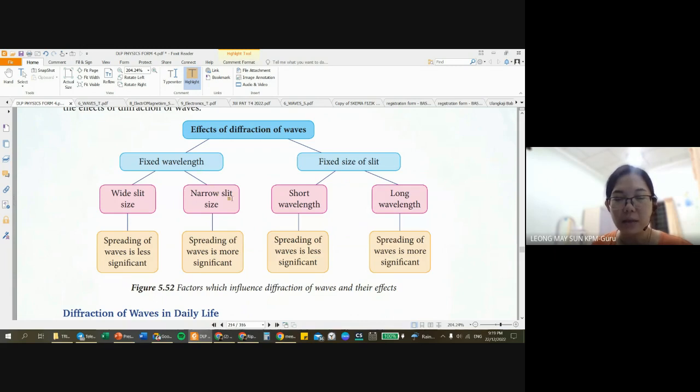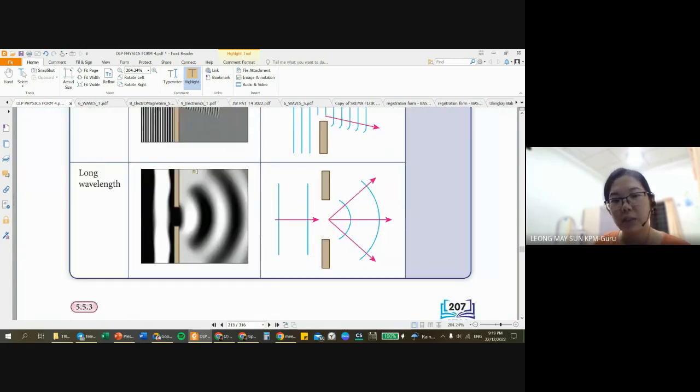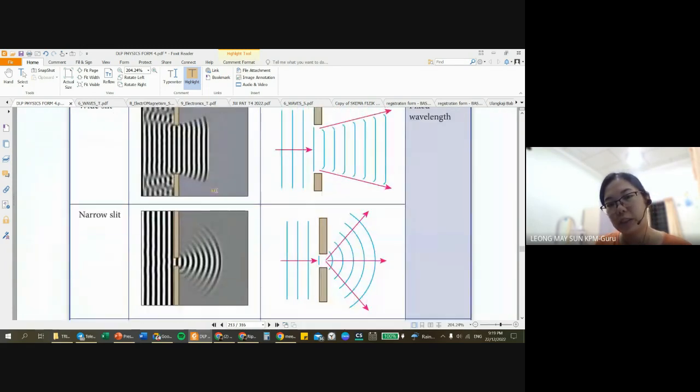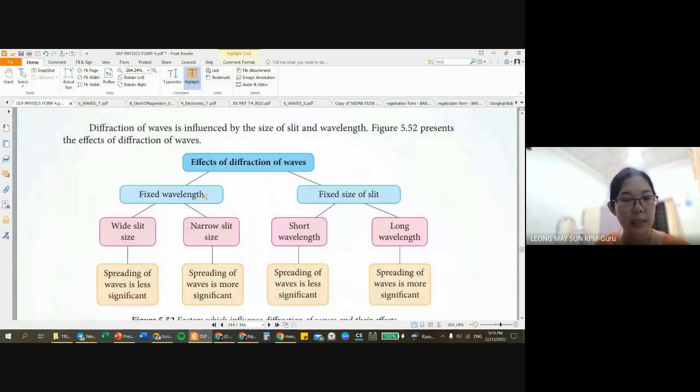If the size of the slit is narrow, then the spreading of wave is more significant. Okay, more obvious diffraction pattern, more circular. If the wavelength, they fix the size of the slit, but the wavelength is shorter, the spreading of wave is actually less significant, less diffraction pattern. But if the wavelength is longer, the diffraction pattern will be more obvious. They actually summarize this table over here. That is what it's summarized out.